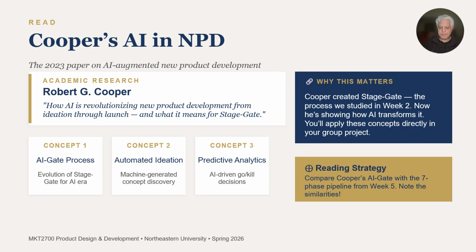on committee judgment. So here's what I want you to do. As you read the paper, compare Cooper's vision with the AI pipeline we walked through in week 5. You'll see remarkable alignment. That's not an accident. The pipeline we built is directly informed by this research. Now, the paper is also on the quiz, so read it carefully, and we'll move on to the next topic.